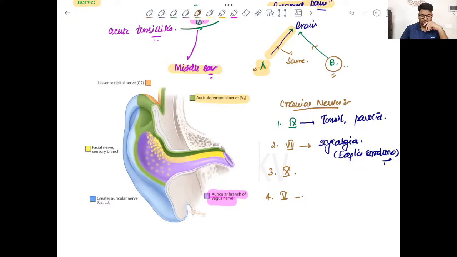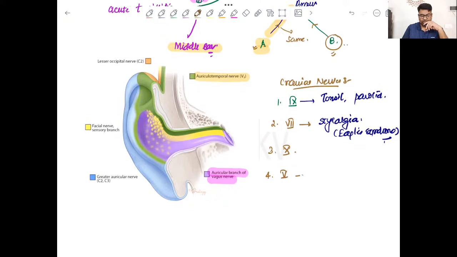So one should know that if a patient comes with ear pain, it is not necessarily that the pathology is within the ear. It can be in the surrounding area, and since the ear also gets some nerve supply through those nerves, the concept of referred pain actually comes into play here.